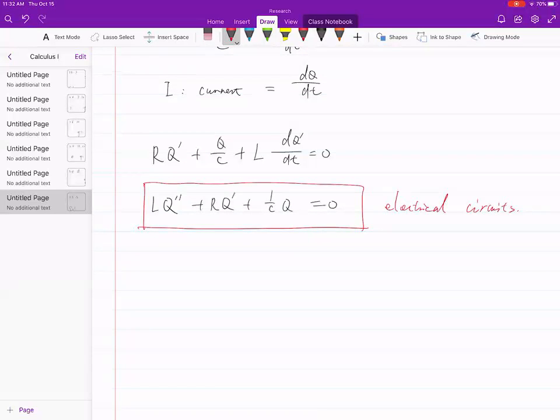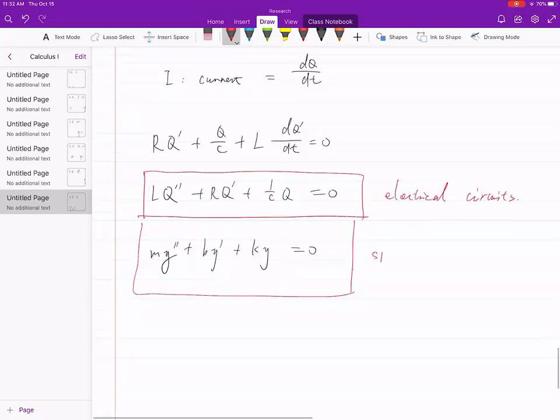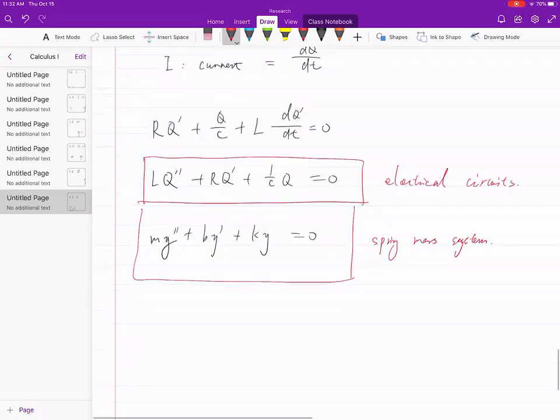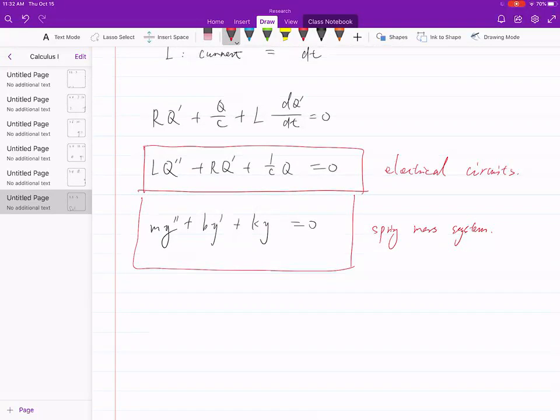Sounds good? This is the harmonic oscillator coming from a spring mass system. They may have different names or constants. But really, what you have here is just something double derivative, something first derivative, something original, times a constant. It's just like, do you want to call the constant L or M? Do you want to call the constant R or B? Or do you want to call the constant K or 1 over C?